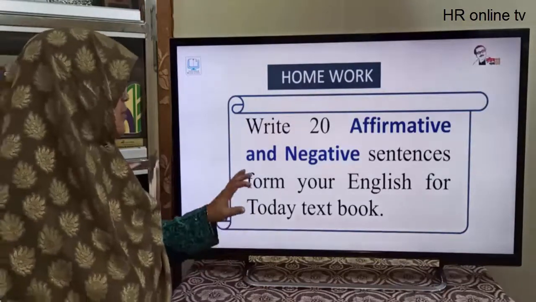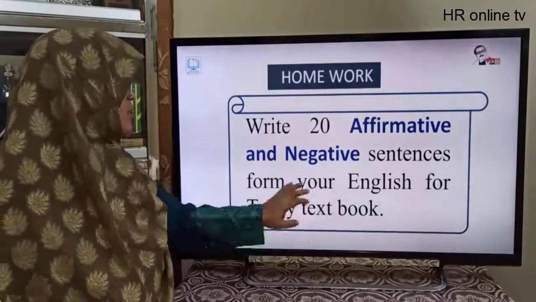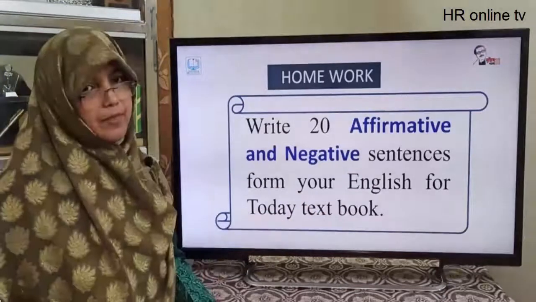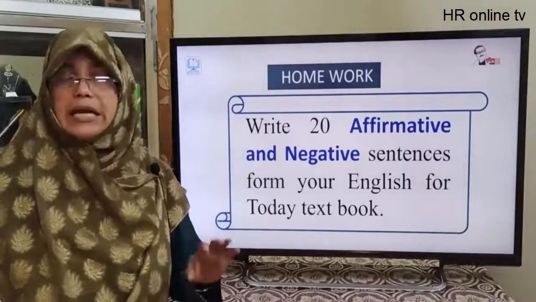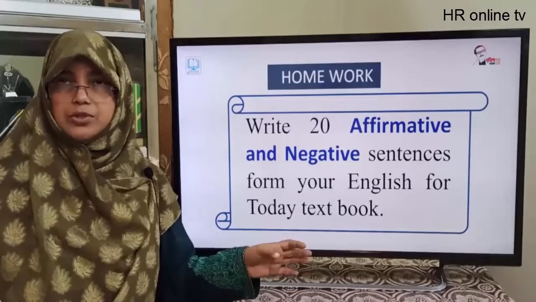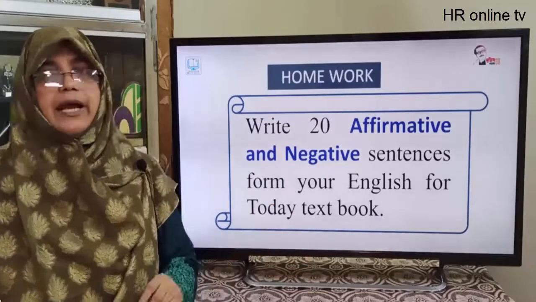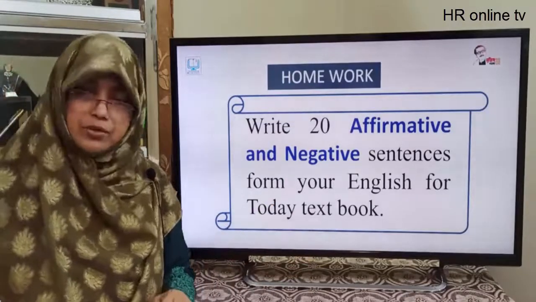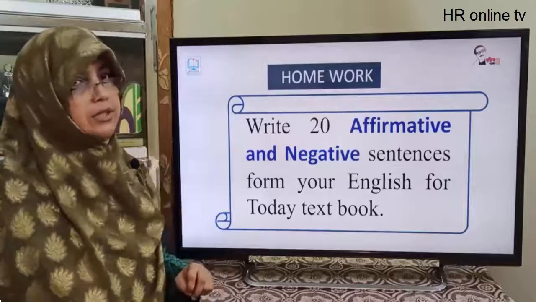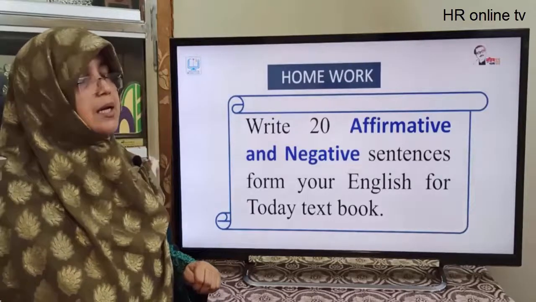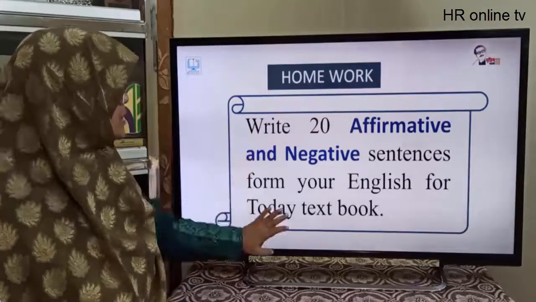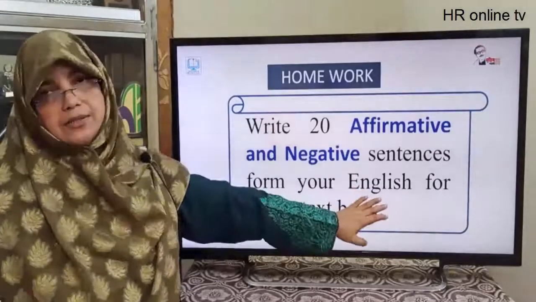Dear learners, please write 20 affirmative and negative sentences from your English for Today textbook. Then you can understand what the positive sentences are and what the negative sentences are. At first you have to identify, then you can change them. Clear? Please write 20 affirmative and negative sentences.